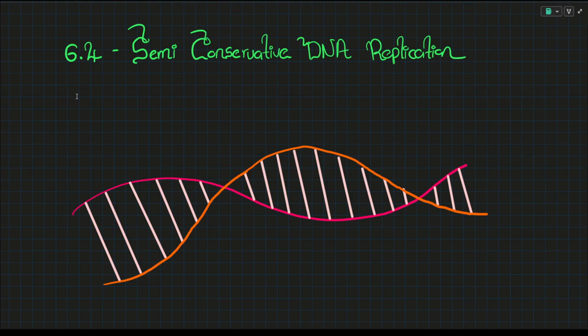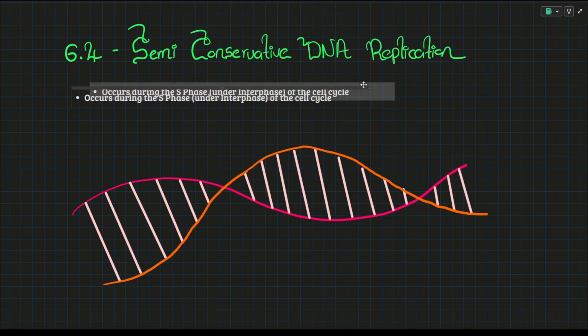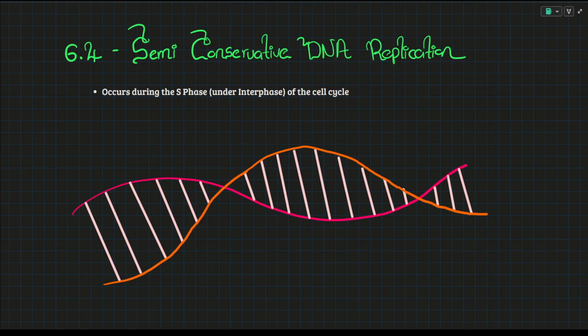Now, I'll start off with an introductory point. DNA replication. If you recall back to the cell cycle, DNA replication occurs during the S phase. The S phase is part of interphase of the cell cycle. The process is regulated by a series of enzymes, just like any other biological process in the body.